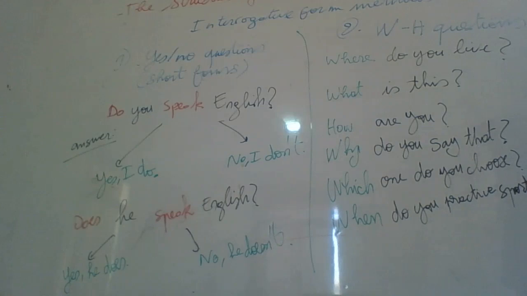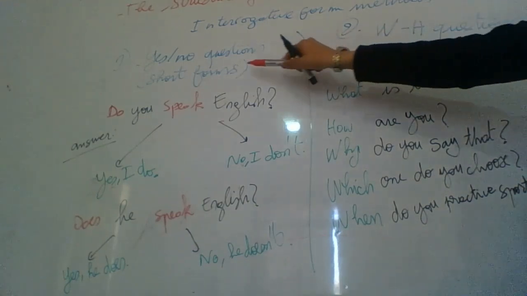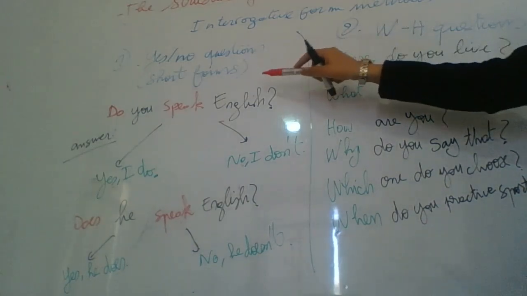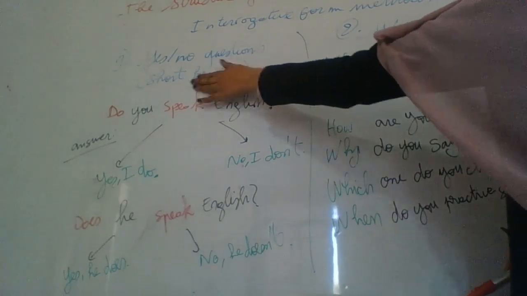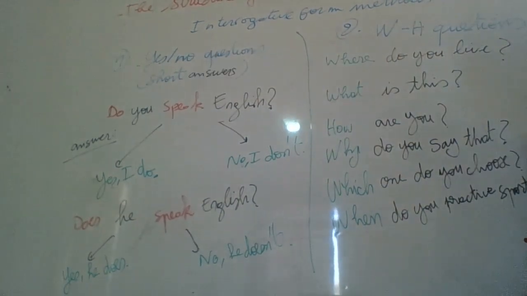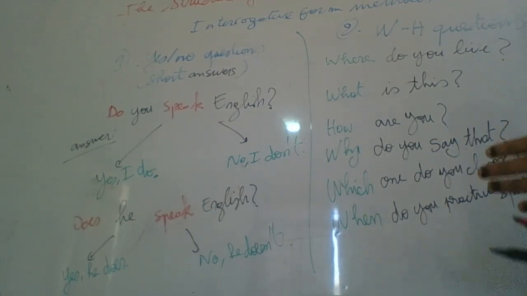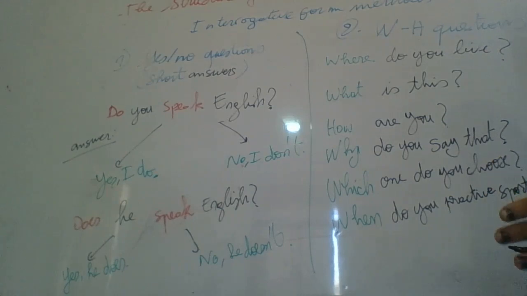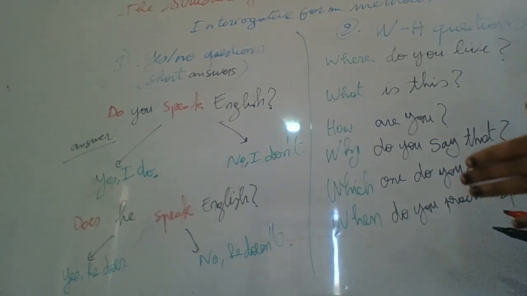Guys, we carry on with the interrogative form methods. We have two methods. We have the yes or no questions, okay? It means we are going to have short answers, okay? For example, do you speak English? The answer is going to be yes or no. Do you speak English? Yes, I do. No, I don't. Alright? So either with yes, you say yes, comma, the subject, and then I do.